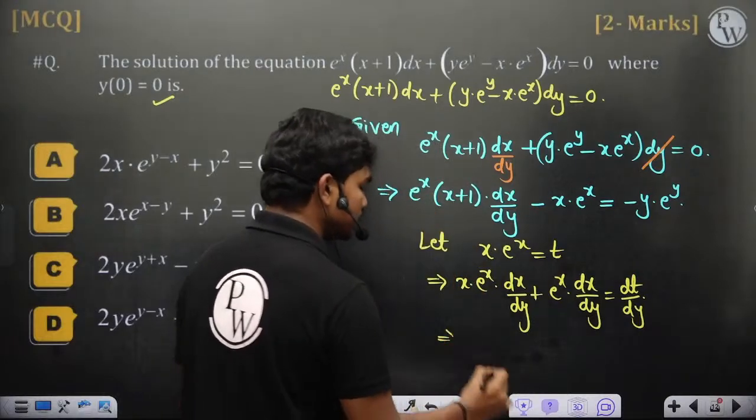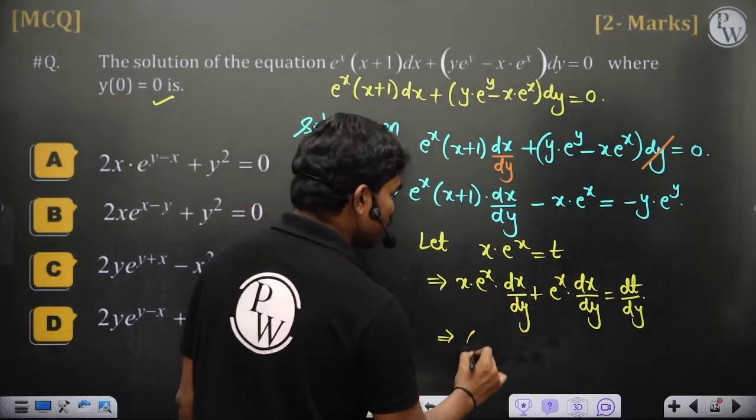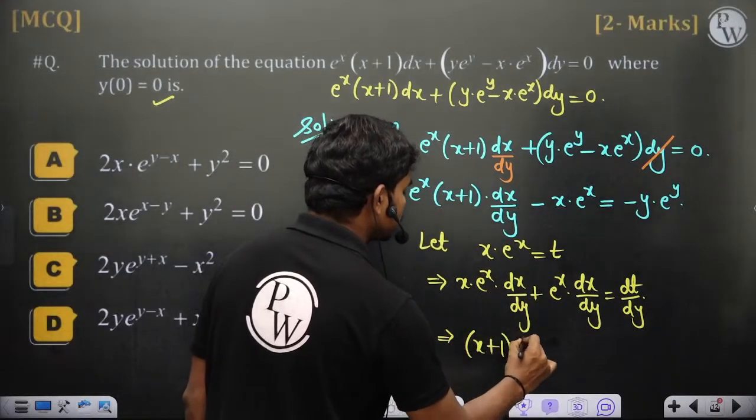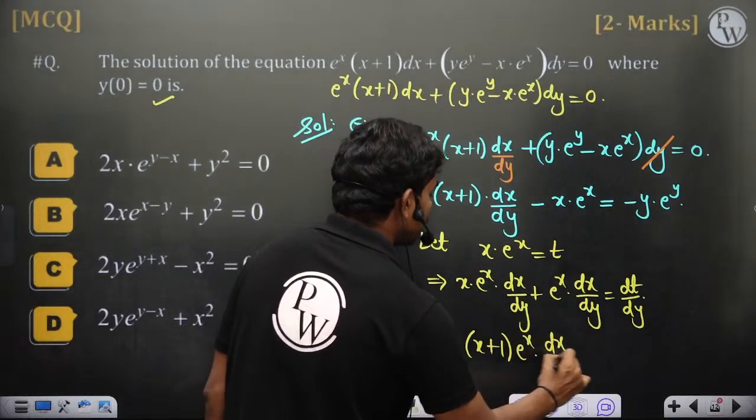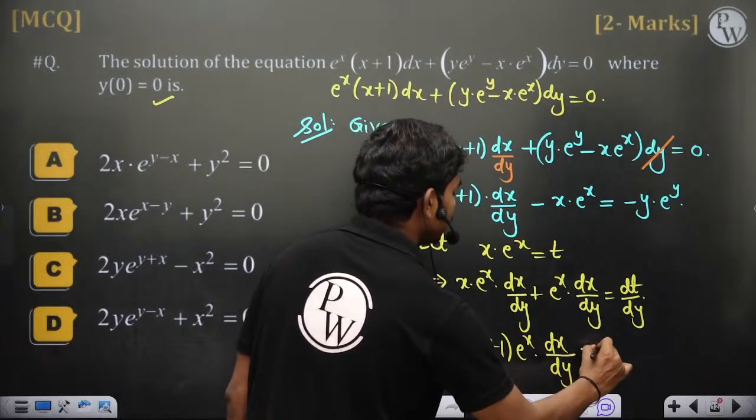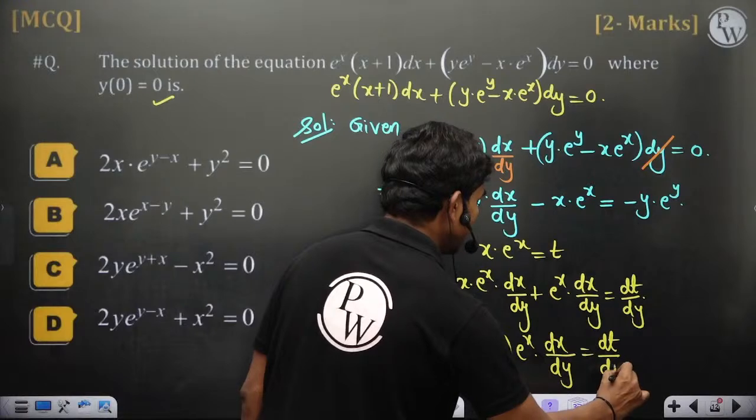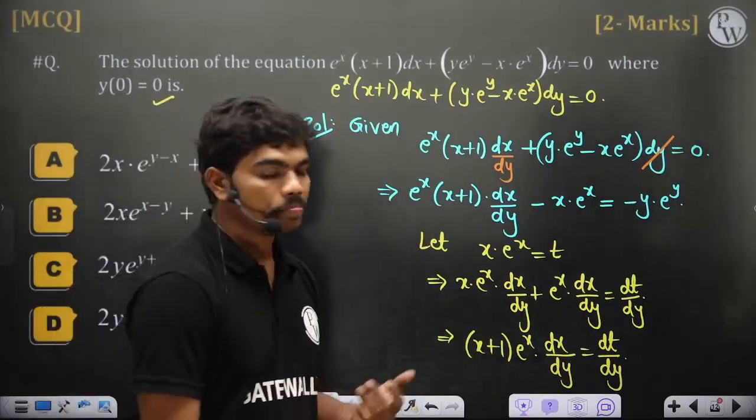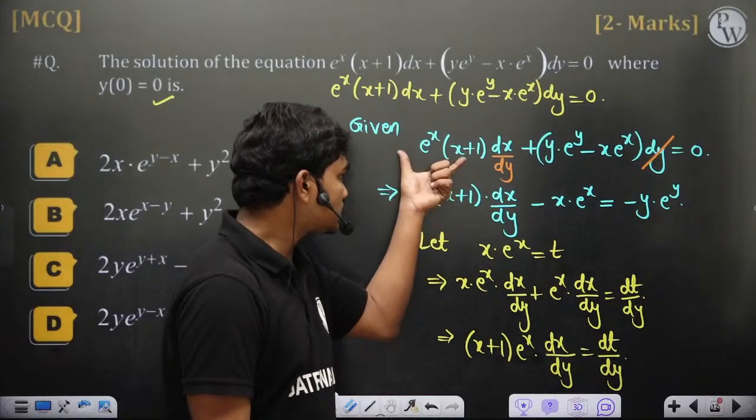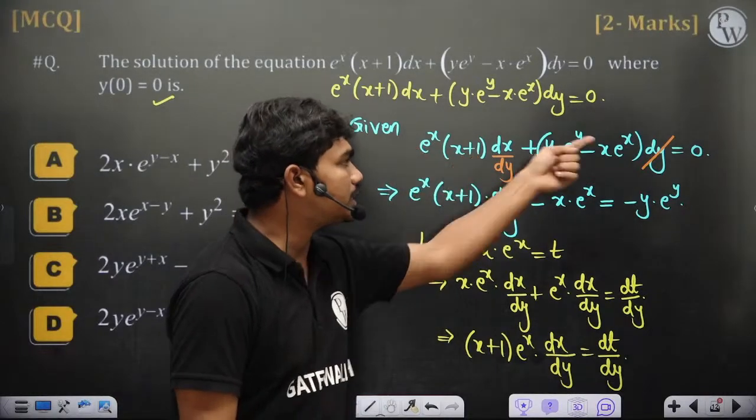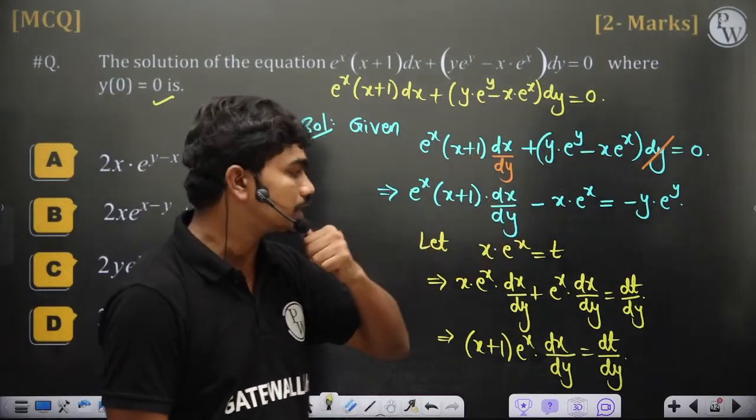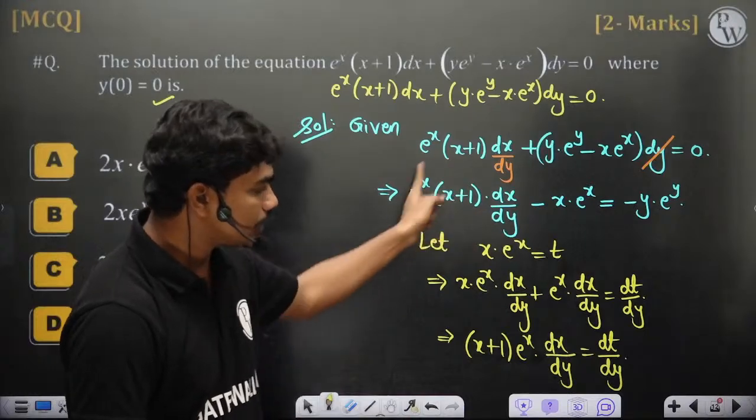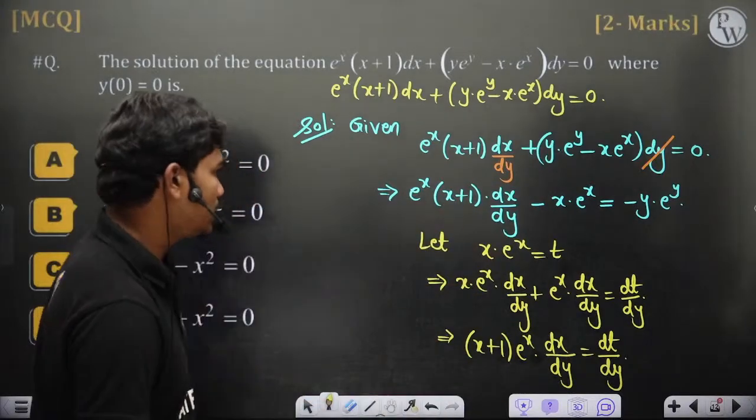So this can be written as, if you take dx by dy common, you have x plus 1 times e power x into dx by dy is equal to dt by dy, of course. Okay, so that's what I can write. Correct? How do I know? Because we figured out something like, if this term, if you see, this term is something like the derivative of this function x into e power x. Okay, so this can be replaced with dt by dy. So if you replace this, let's see what happens.